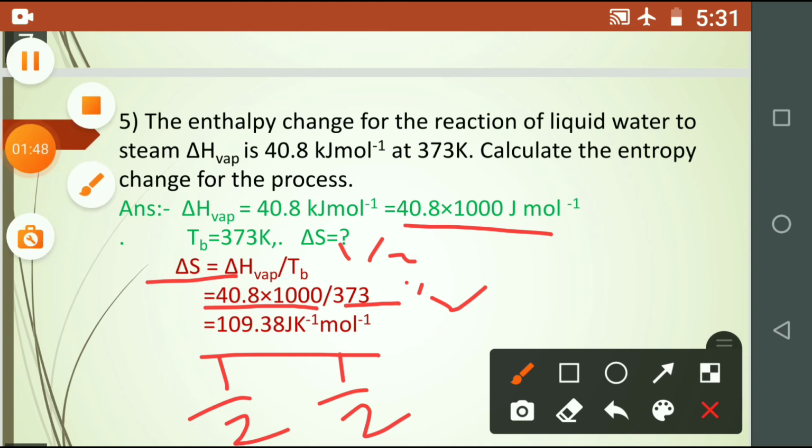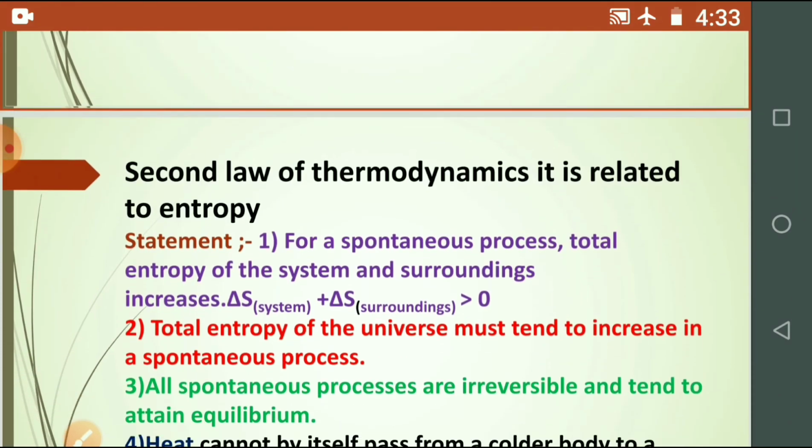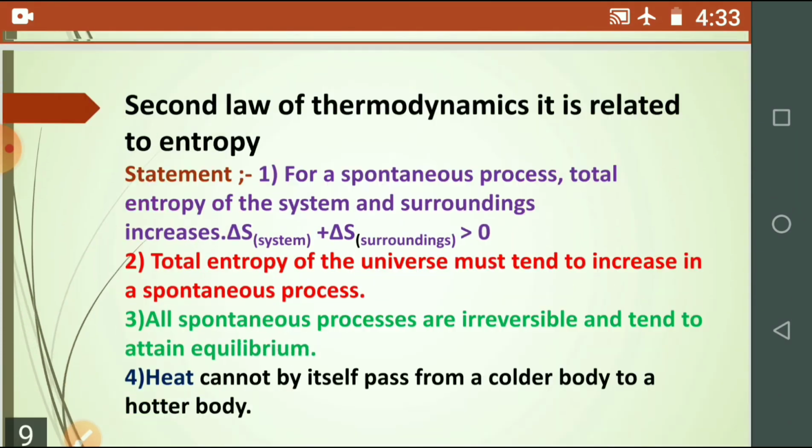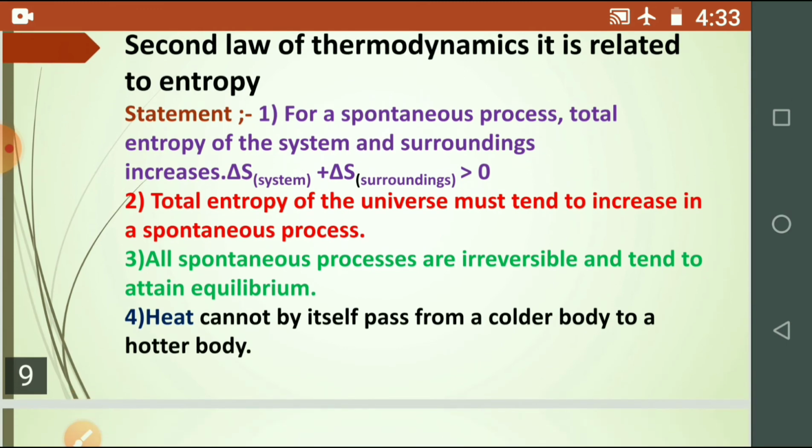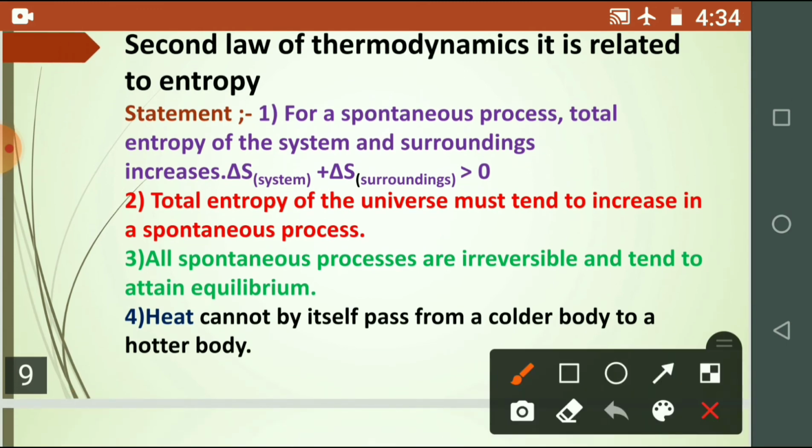Okay, we are going to state the second law, which is related to entropy. Second law can be stated in any one of the forms. First form is, for a spontaneous process, total entropy of the system and surroundings always increases. So if we take system and surroundings both, their total entropy always increases. This is for a spontaneous process. It is the first form.